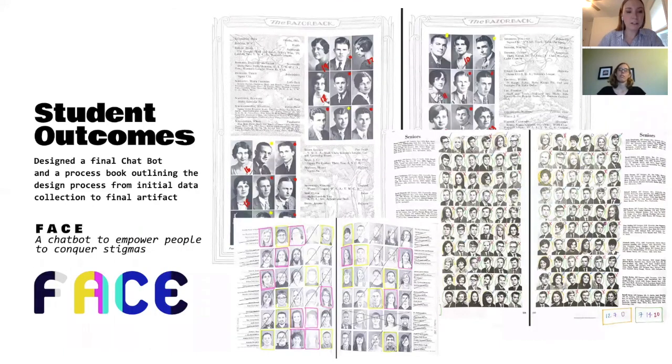One particularly successful student outcome was FACE, a chatbot to empower people to conquer stigmas. This group of students used yearbooks from the archives to collect data that inspired their final deliverable. These images show their method of data collection. They tracked the rate of smiling amongst male and female students in 1930, 1970, and 2010.